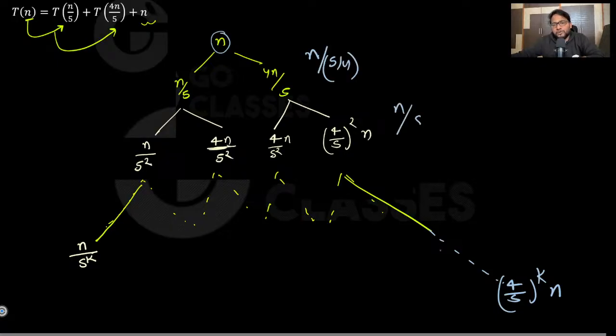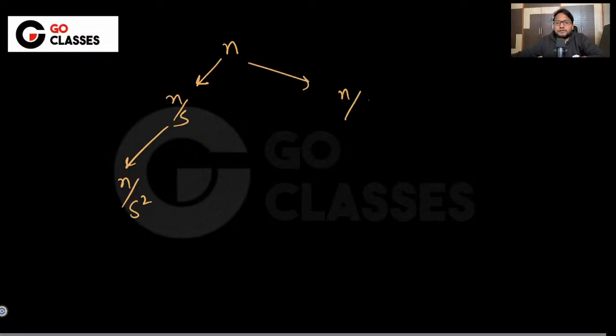N upon 5 by 4 square, and similarly ultimately n upon 5 by 4 power k, you are dividing, right? So basically you are dividing by 5 by 4 here. Suppose there is a number n, or any number, you divide by 5: n by 5, n by 5 square. And there is a number that you divide by, let's suppose a little lesser, let's suppose 2, then n by 2 square, n by 2 cube, or any other number which is lesser than 5, maybe 5 by 4.